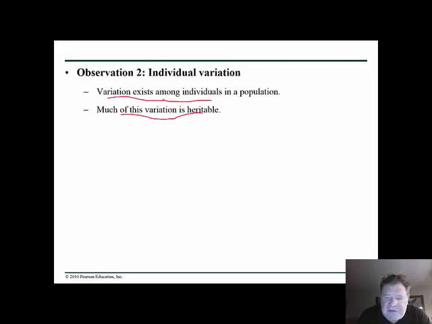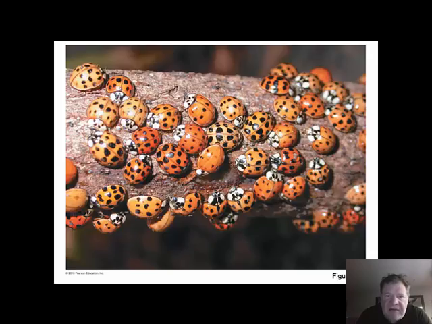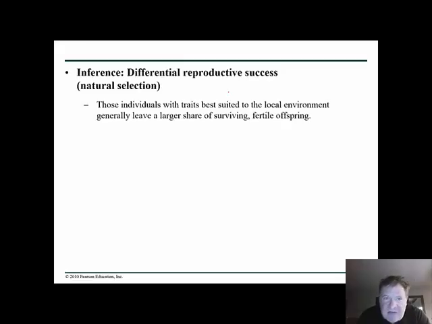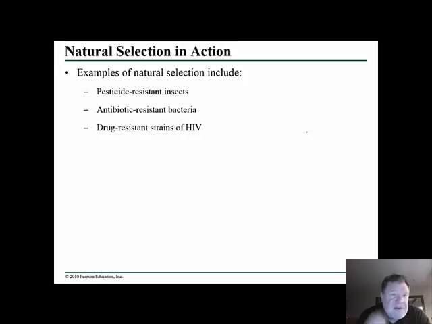And if we look around us, we see variation. Again, if we look at these ladybugs, all of these ladybugs are slightly different. These guys here are different, and sometimes we don't notice that. And it's this difference that can affect their reproductive success. Those individuals with traits best suited for the local environment generally leave a larger share of surviving fertile offspring. Generally, this is the point there.